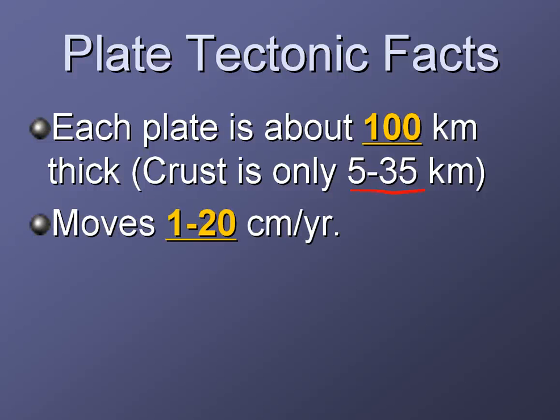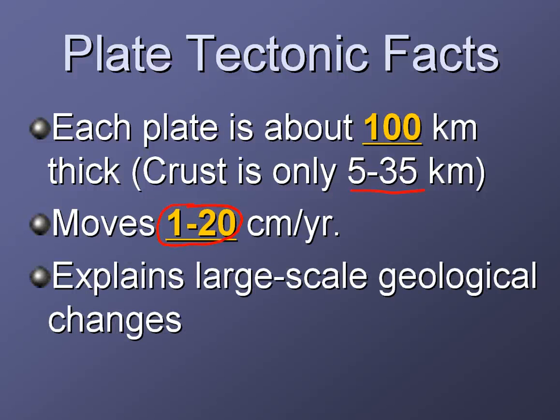They move anywhere from 1 to 20 centimeters a year. Now, typically, it's going to be a lot less. Most of them don't move 20 centimeters a year, but every once in a while, through time, through research, scientists have figured out some of the plates have moved faster for some various reason. Usually they move a few centimeters a year, but they can move faster, and they have moved faster in the past, and they may do that again in the future. And this helps to explain large-scale geological changes.